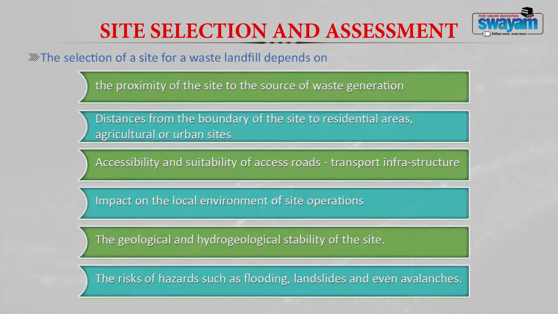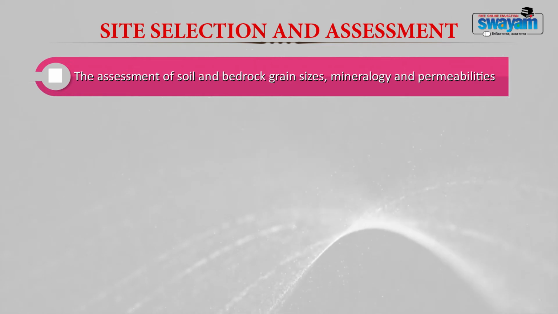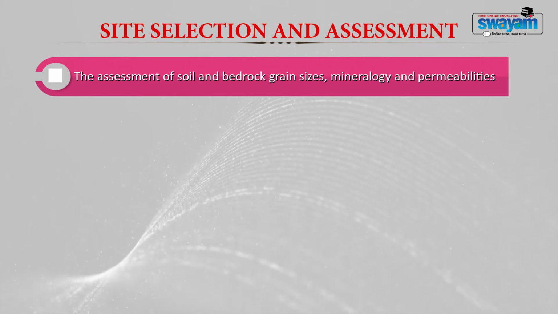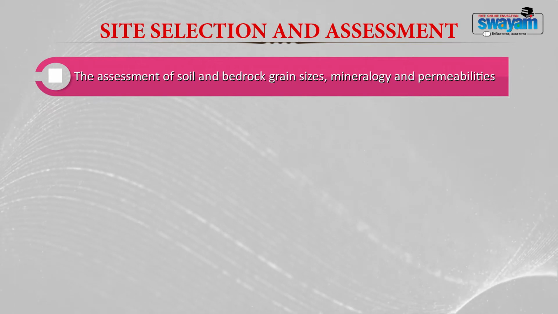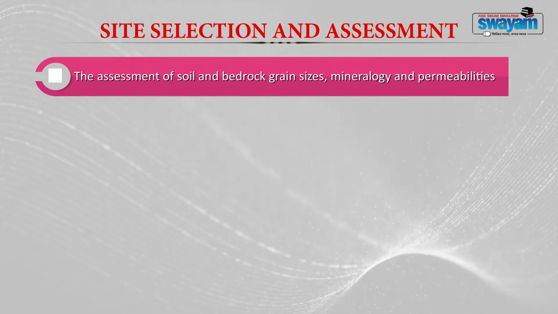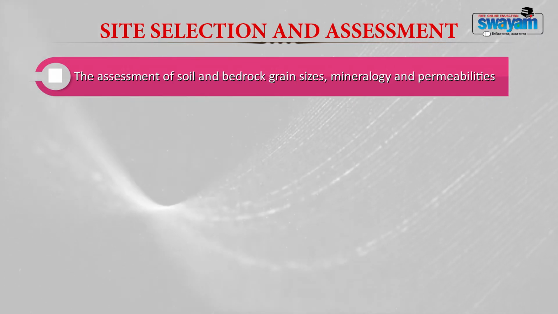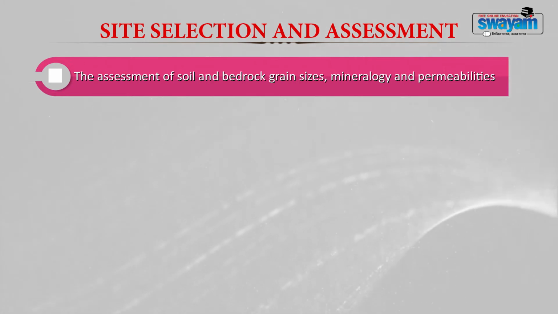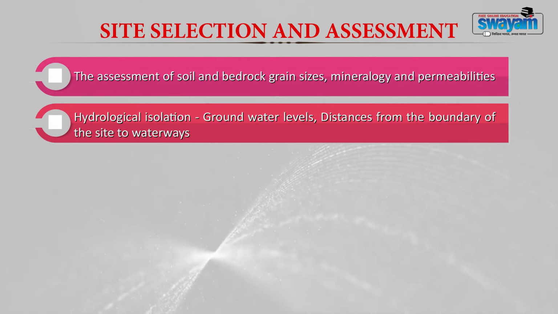Also, you should assess the soil and bedrock grain size, mineralogy and permeability. All these things you should check, because if there is any leakage in the liner system or other component of your landfill, it should not permeate much. The soil below the landfill area should have low permeability. That is the reason why you should assess the soil and bedrock grain size, mineralogy, permeability and so on. Then hydrological isolation is very important. You should isolate the site from groundwater and surface water sources.